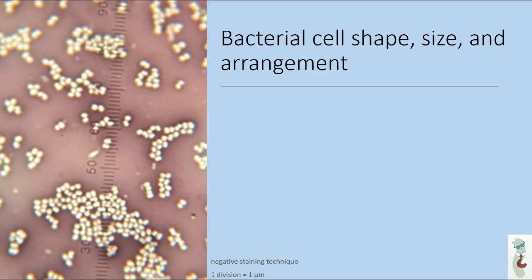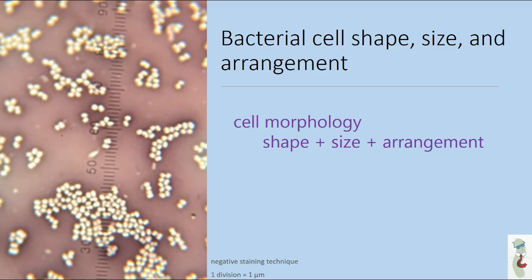The bacterial smear on the left was stained using a negative staining technique. This technique colors the background, leaving the cells unstained or clear. In a typical stain, you should be able to determine the cell's shape, size, and arrangement. Together, these define the cell's morphology. The majority of the bacteria come in one of 5 different shapes.